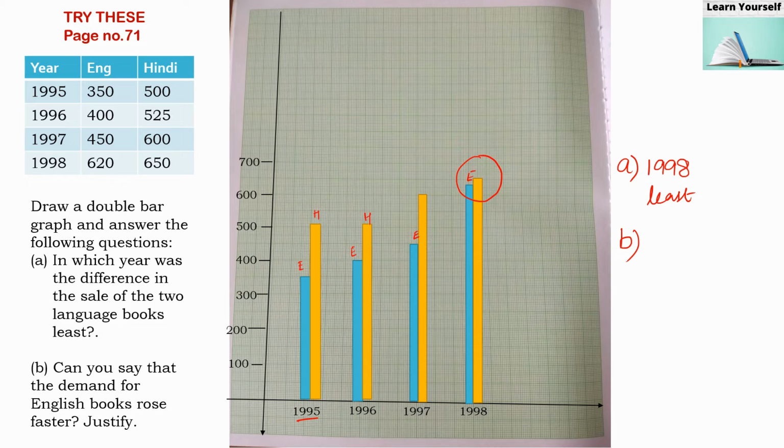Can you say that the demand for English books rose faster? So this blue bar graph represents English books. So yes, demand for English books has risen faster here. So yes, we can say from the bar graph that demand for English books has risen since 1995.